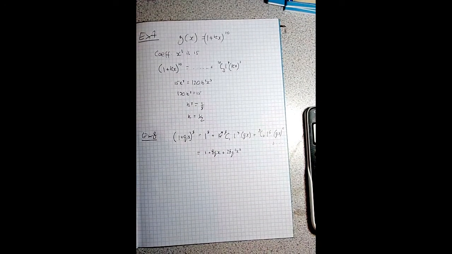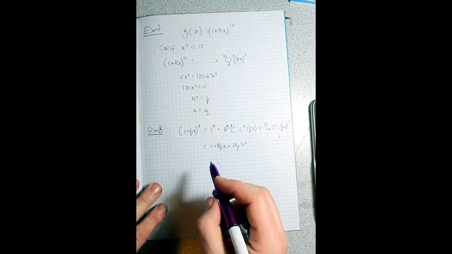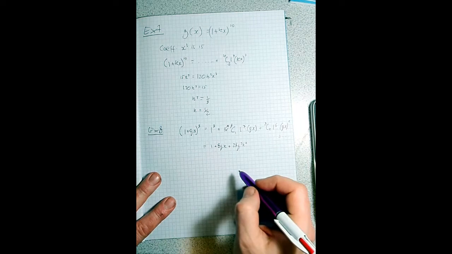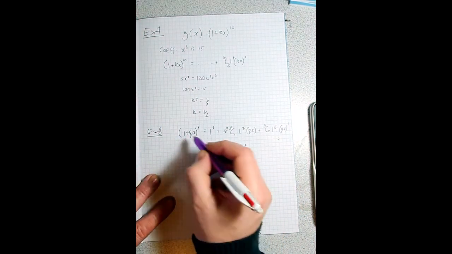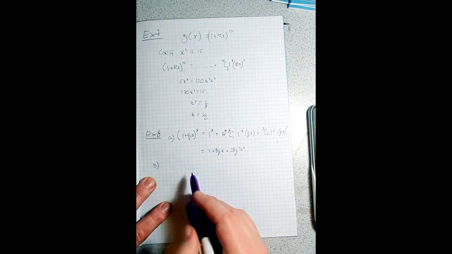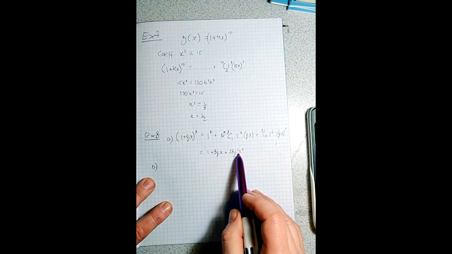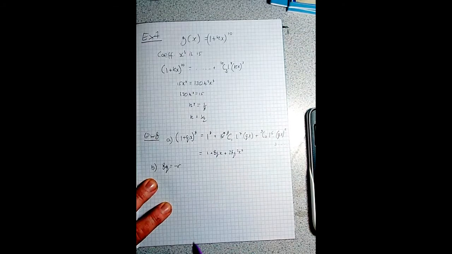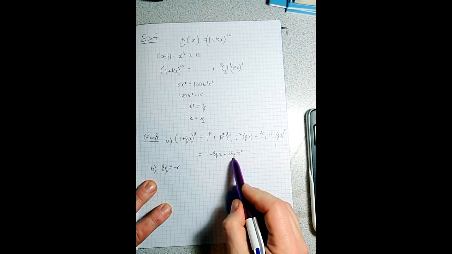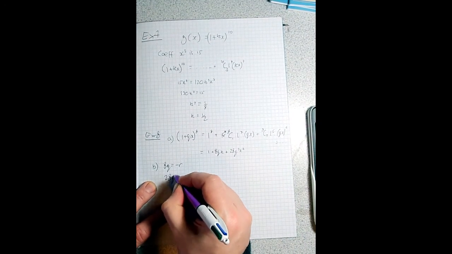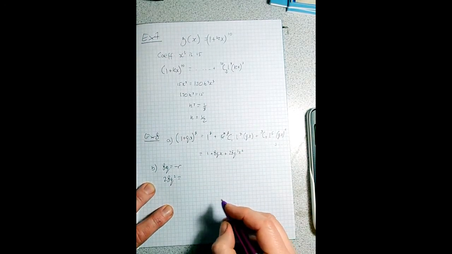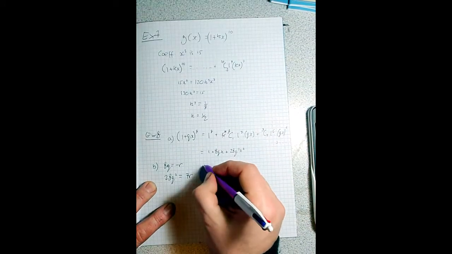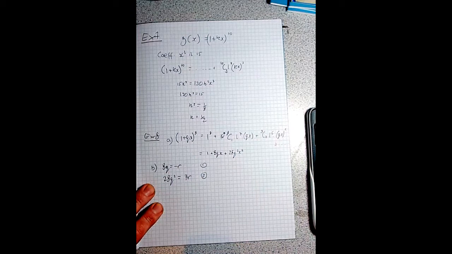Given that in the expansion the coefficient of x is minus r and the coefficient of x squared is 7r, find the value of q and the value of r. Well, let's try that again. Given that in the expansion the coefficient of x is minus r and the coefficient of x squared equals 7r, find the value of q and the value of r. Okay, so solve these simultaneously.